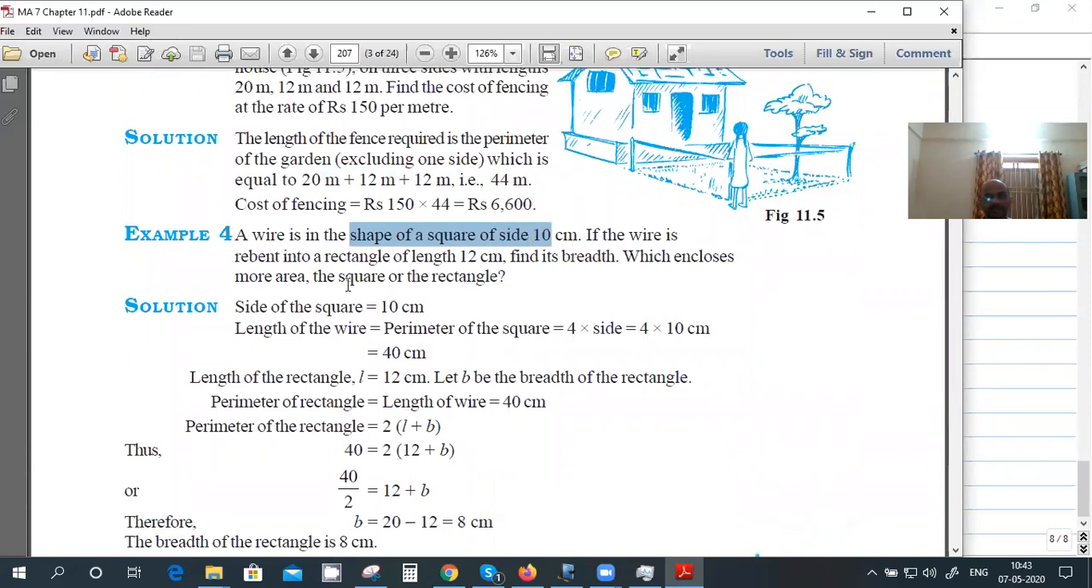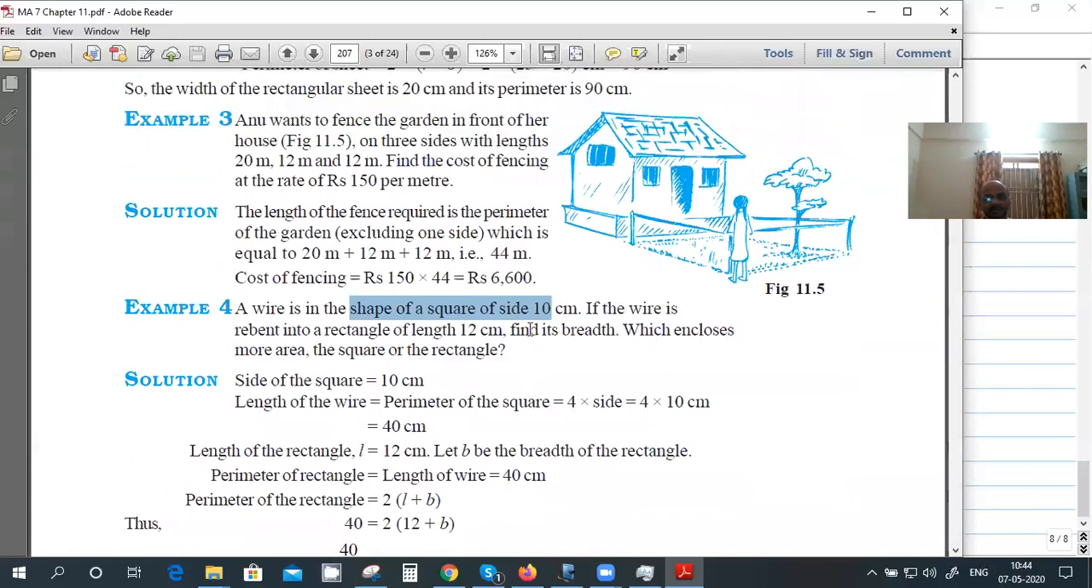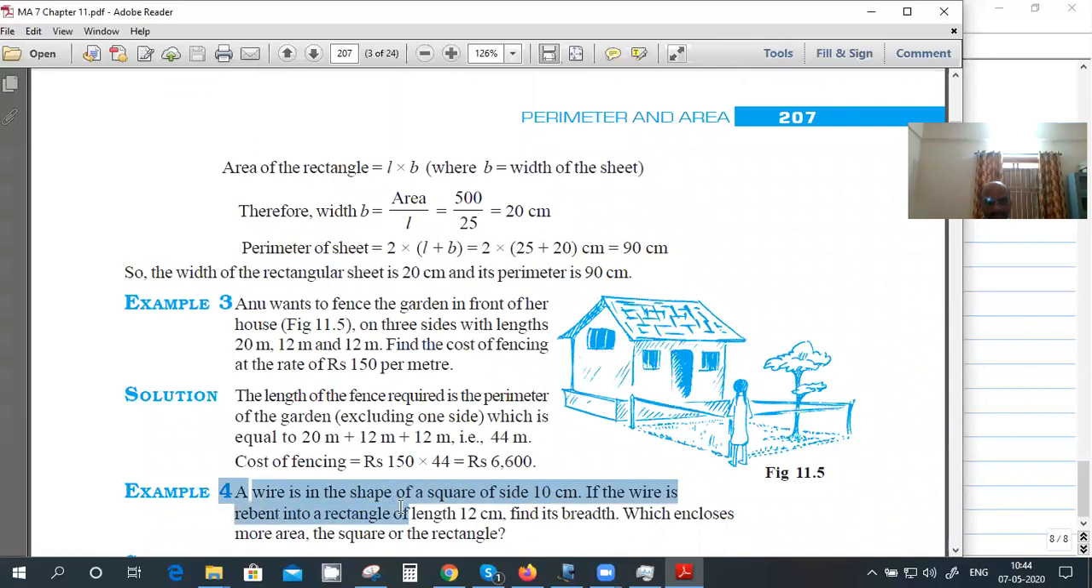A wire in the shape of a square is rebent into a rectangle. Can you do this also, quickly? I didn't understand this question, sir. The wire is bent in shape of a square, right? Yes, sir. So first draw a square, and the side of the square is how much? 10. Now we take that same wire and make it as a rectangle. You can do that, right? Single wire, you made it in shape of a square. Now you open that wire and make it a rectangle of length 12 centimeters.